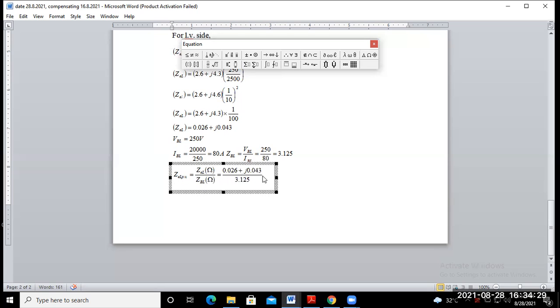Okay. So now you just simplify this equation. This one divided by this one and this one divided by this one, you can write here: 0.026 divided by 3.125 plus J 0.043 divided by 3.125.